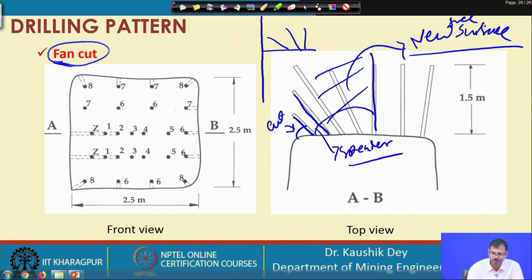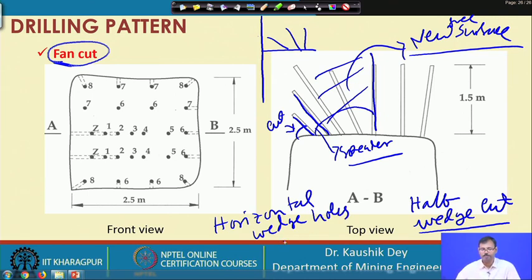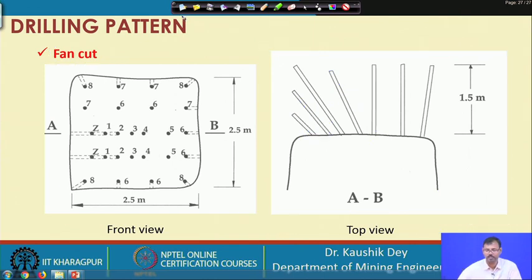So, basically this is fan cut. You can consider another half wedge cut where horizontal wedge holes are drilled. So, basically fan cut is another half wedge cut where the horizontal holes are drilled.